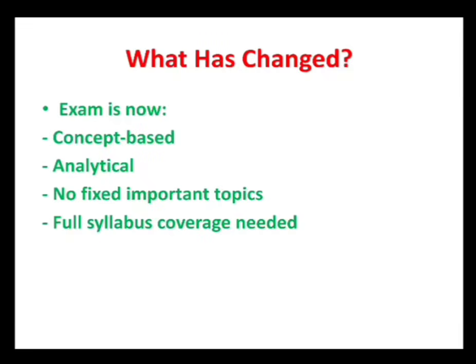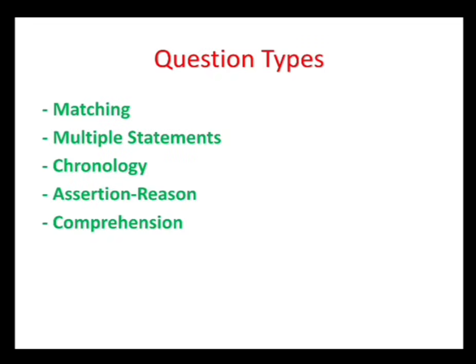Now let's understand one important thing. The pattern of UGC NET has changed. Earlier we used to focus on important topics, weightage and predictions, but now things are different. We have seen in the last exams, Units 1 to 4 coming through comprehension passages, focus on critical reading and thinking. And the types of questions are now matching, multiple statements, chronology, assertion reason and comprehension. So now you can't skip topics anymore. You have to prepare the entire syllabus.